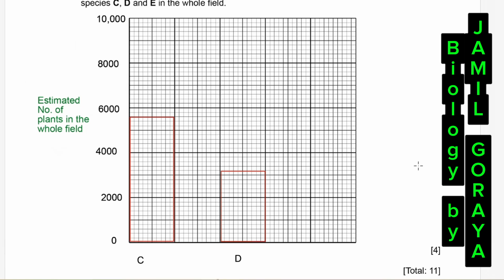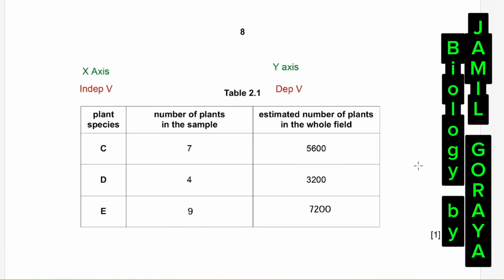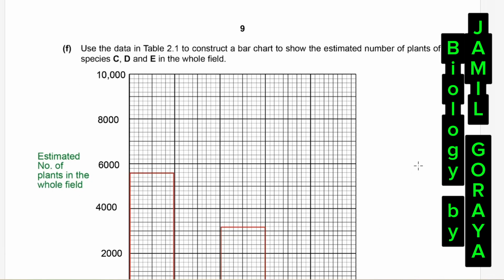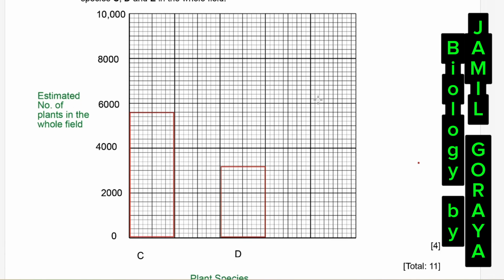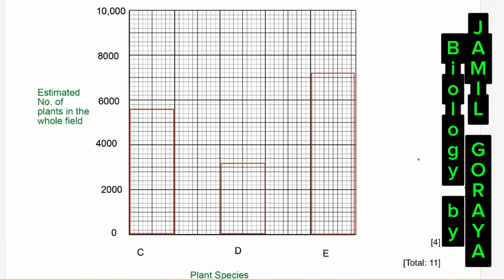The next one is for plant species E and value is 7200. So for E, we have to make a bar till 7200. This is 7000 and this is 7200. With pencil and scale, you will be drawing these bars and labeling as well. And this is E. So now you can see there are total 4 marks.